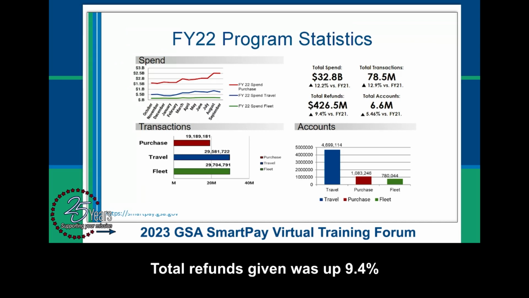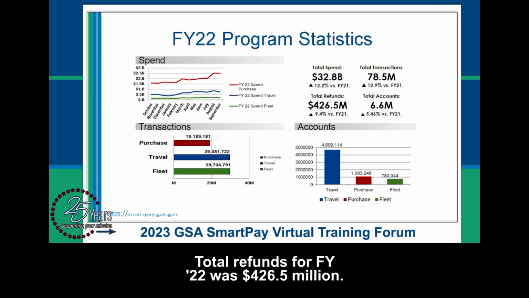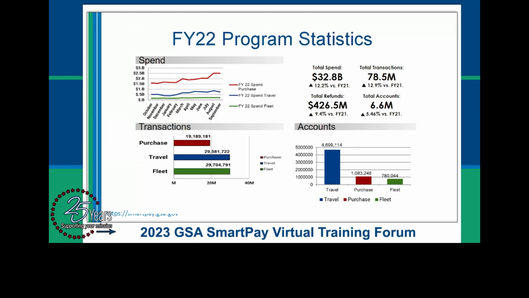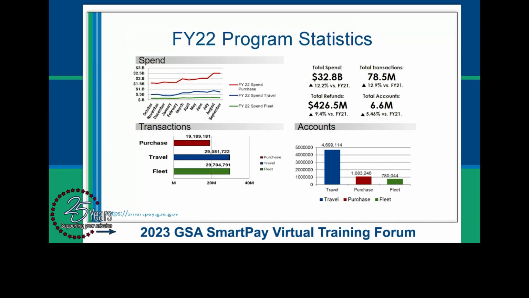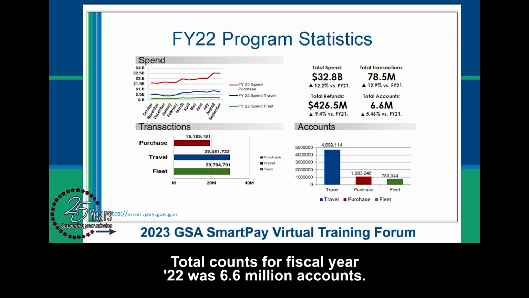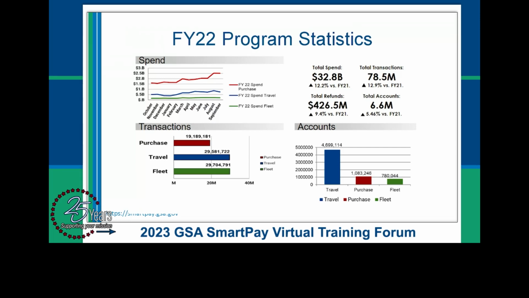Total refunds given was up 9.4% from fiscal year 21. Total refunds for FY 22 was $426.5 million. Total accounts went up 5.46% versus fiscal year 21. Total accounts for fiscal year 22 was 6.6 million accounts.